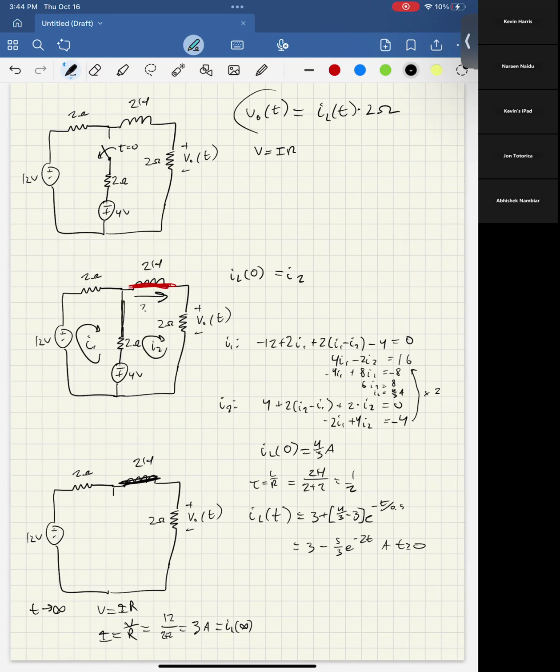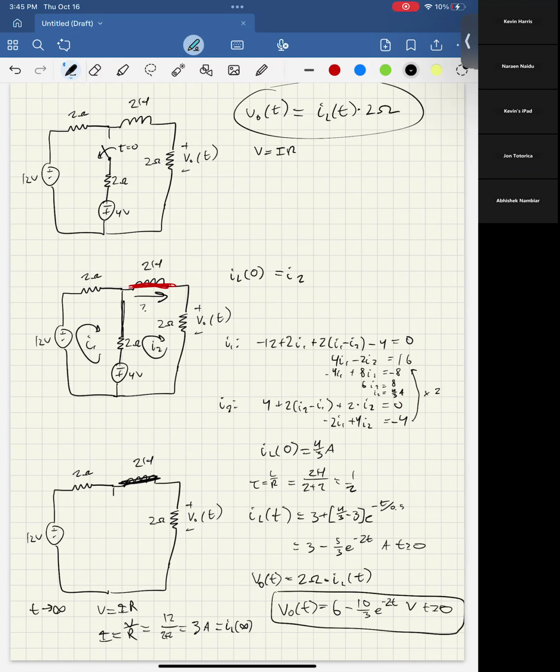And then we were trying to find V naught of t, so we just have to multiply this by 2 ohms, technically. And so we've got our final V naught of t equals 6 minus 10/3 e to the negative 2t volts for time greater than or equal to 0 seconds. So that's an example of a question where, even though the inductor is a short, it does have current flowing through it.